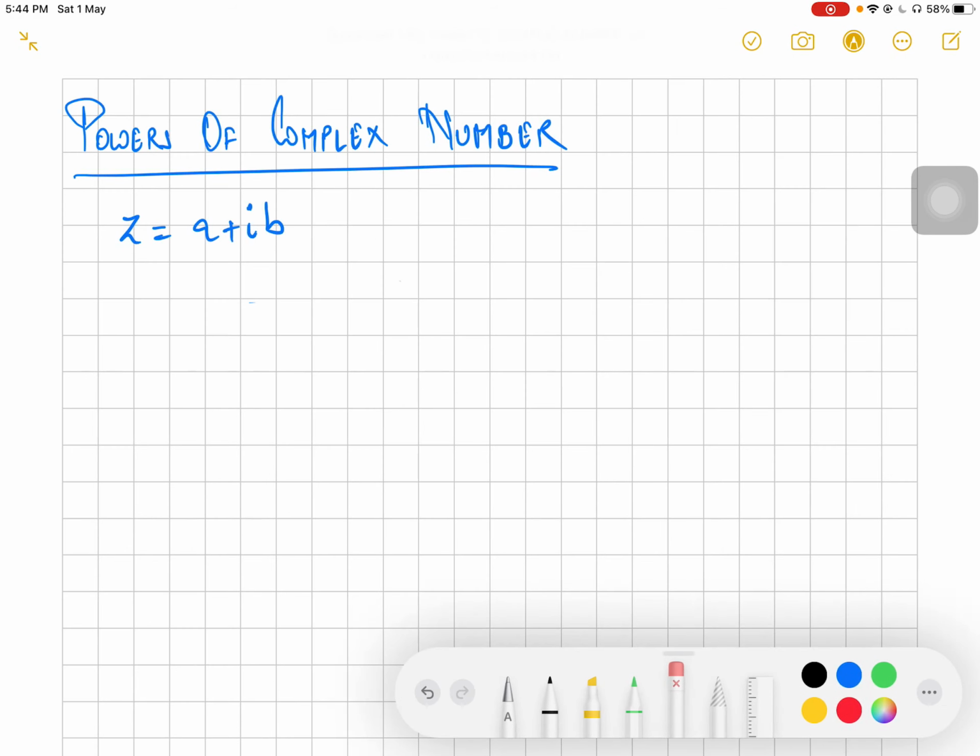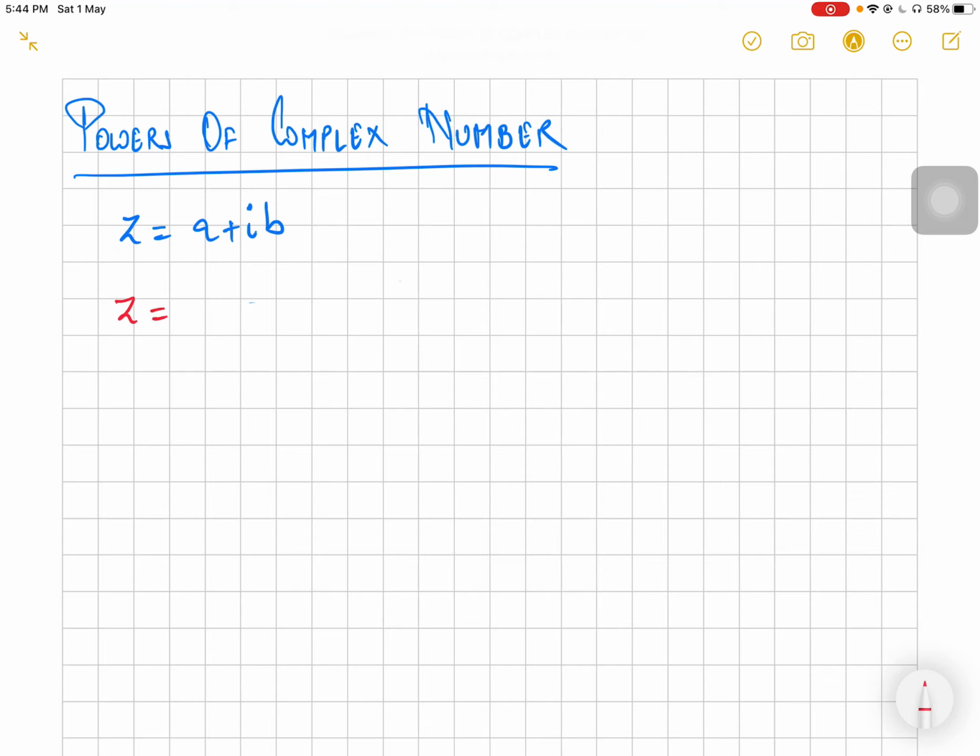Hi, in this video we will see how to use the powers of a complex number and how to calculate them without doing much calculation by hand. So I have a complex number z equal to a plus ib. Now I'll convert this into the polar form, which we have already done.